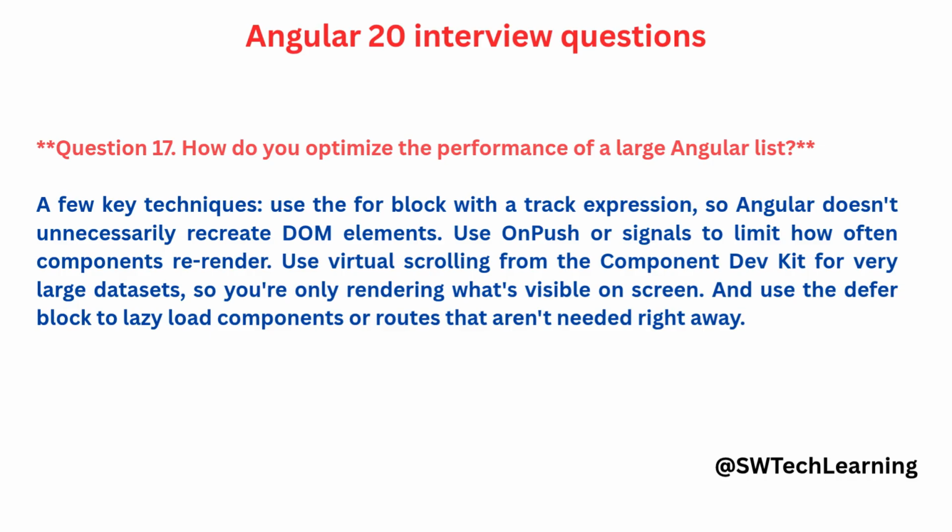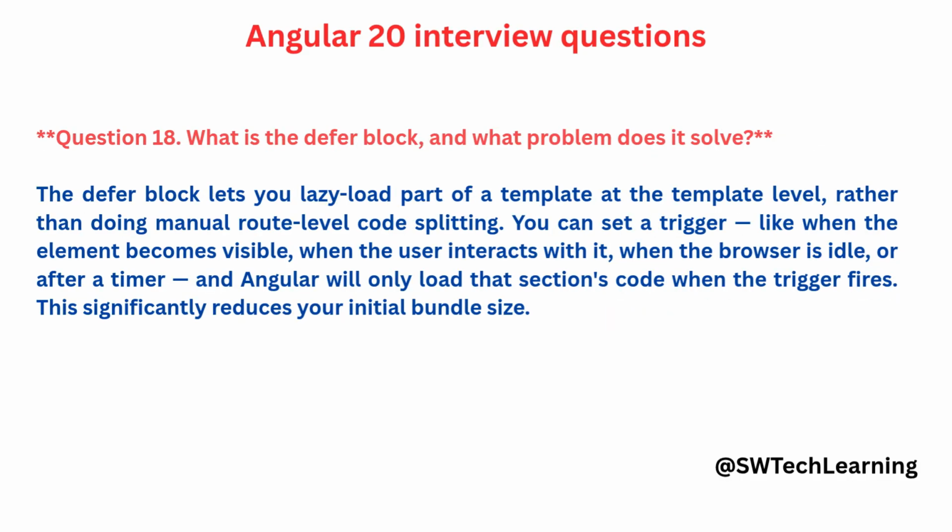Question 17. How do you optimize the performance of a large Angular list? A few key techniques: use the @for block with a track expression, so Angular doesn't unnecessarily recreate DOM elements. Use OnPush or signals to limit how often components re-render. Use virtual scrolling from the Component Dev Kit for very large datasets, so you're only rendering what's visible on screen. And use the defer block to lazy load components or routes that aren't needed right away.